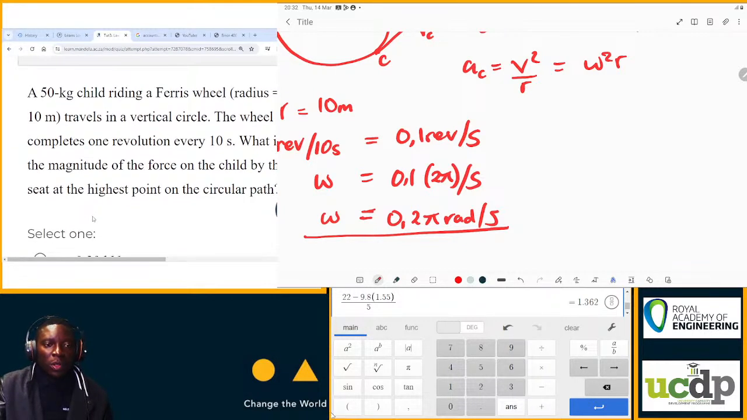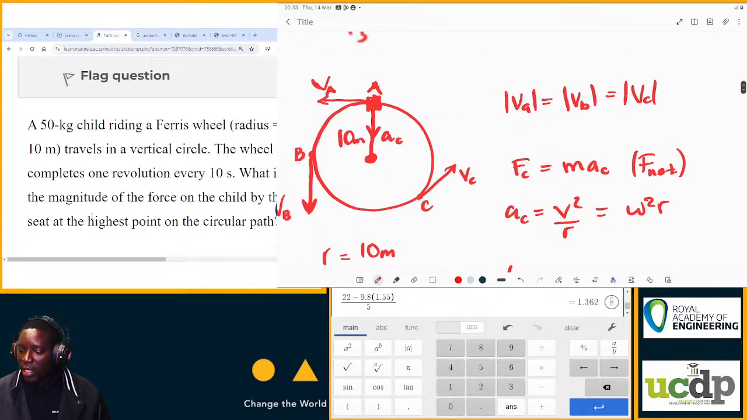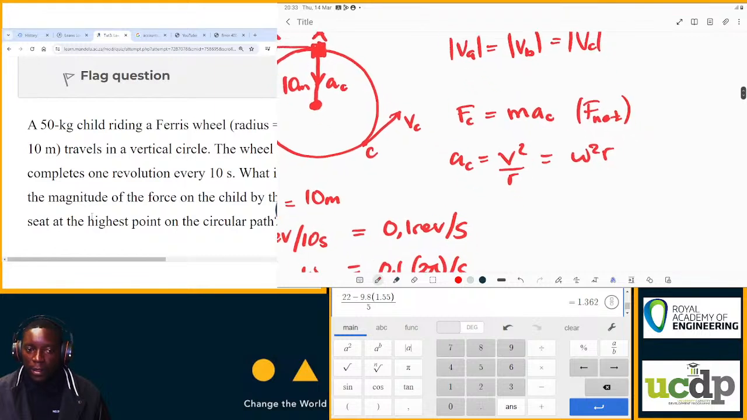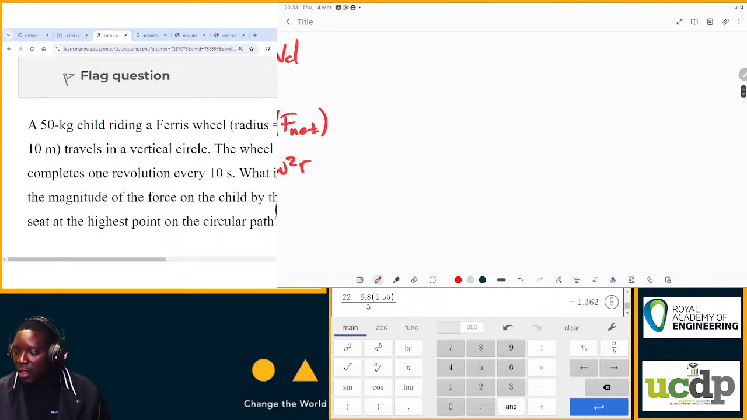Okay, so now, having been given that angular speed, what is the magnitude of the force on the child by the seat at the highest point on the circular path? So now we are at the highest point, similar to point A. What we want is the force on the child. So this is the situation. At the top of the wheel, we have our child there, sitting on the Ferris wheel.